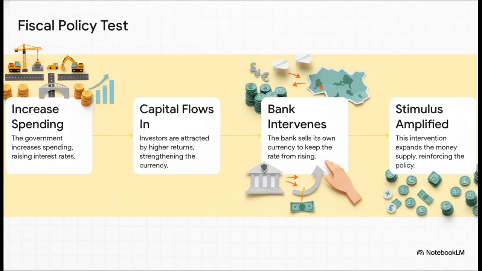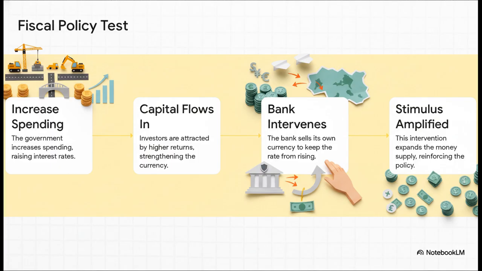What if the government tries something else? Let's say it uses fiscal policy, like spending a bunch of money on new roads and bridges. This spending boosts the economy, which pushes interest rates up. Now, the exact opposite happens. Foreign investors see those juicy, high returns, and they rush their capital into your country. This makes your currency stronger.